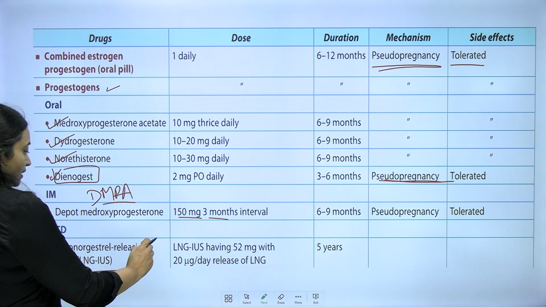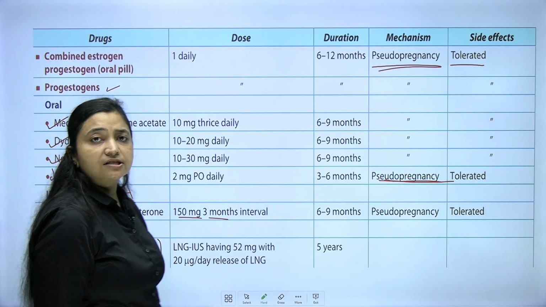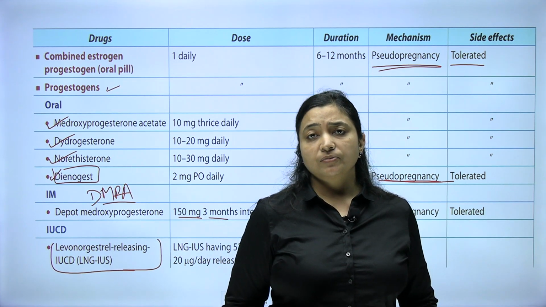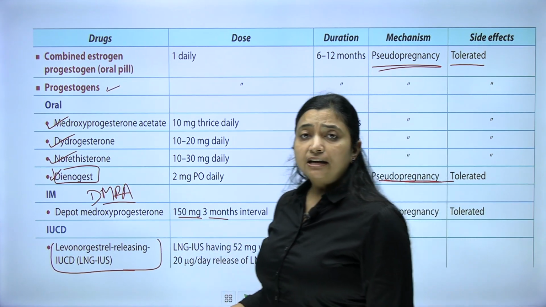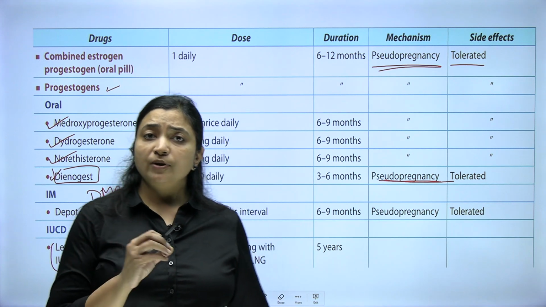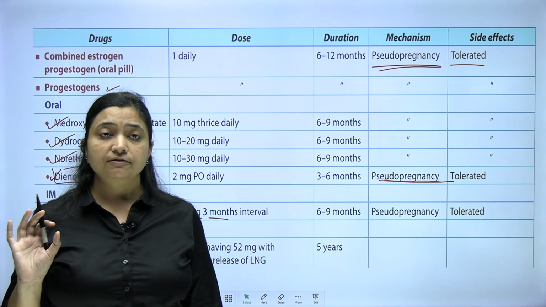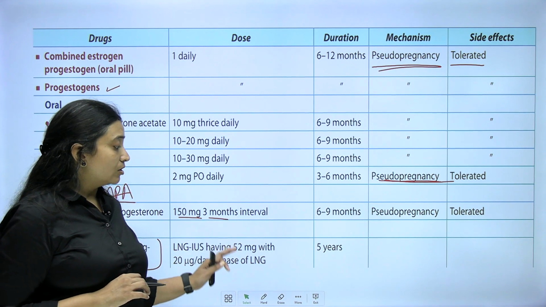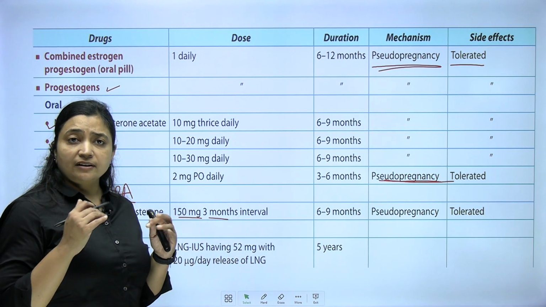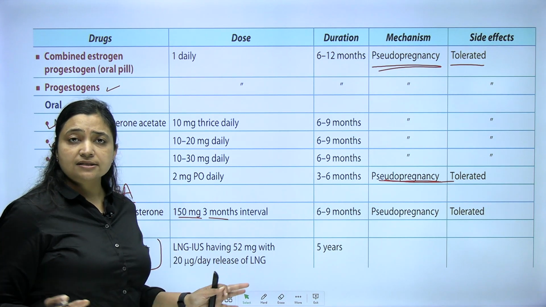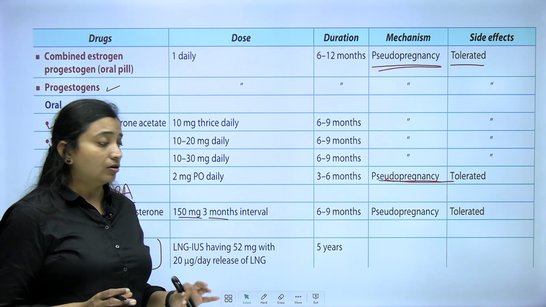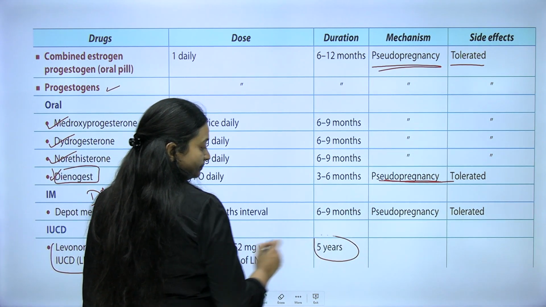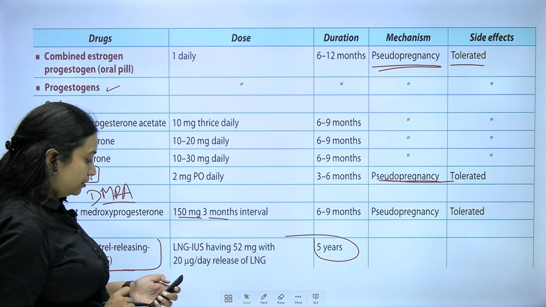LNG IUD. LNG IUD means levonorgestrel containing intrauterine device, sometimes also known as Mirena. It is very helpful in cases of endometriosis of patients who don't want to conceive. So, it will give you contraception as well as it will release hormones regularly, and it will decrease the dysmenorrhea, it will decrease the menorrhagia, and it is helpful a lot. And if it suits the patient, then it is there for 5 years. So, it is also a well tolerated thing.